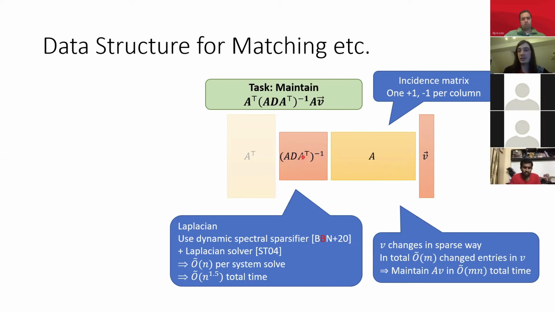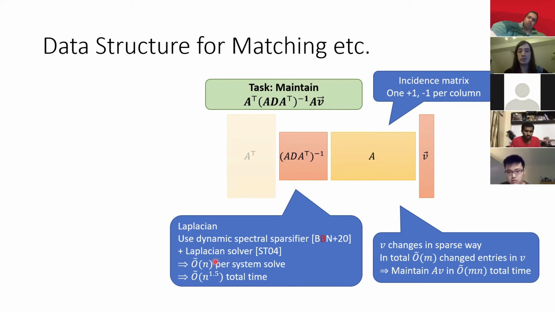Next, since this is a spectral sparsifier and it's a Laplacian, we can just use a Laplacian solver on this sparsifier. So every time we need to solve a linear system in this inverse, we just need nearly linear time in the number of vertices. And we said we need root n many iterations. So the total time we are going to require for the entire algorithm is going to be n to the 1.5 here.